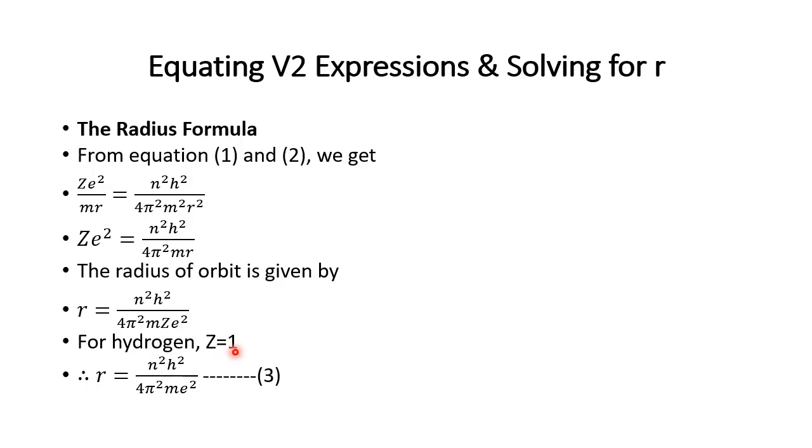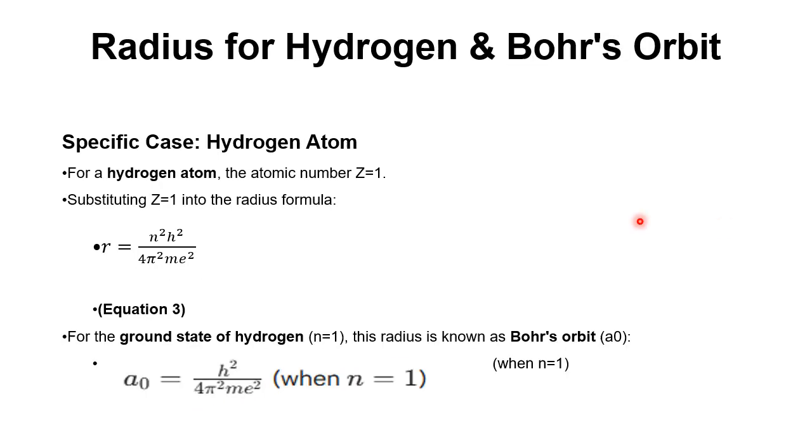For hydrogen atom, Z is equal to 1. That is, atomic number is equal to 1. Therefore, r is equal to n square h square divided by 4 pi square m e square. We call this equation number 3.